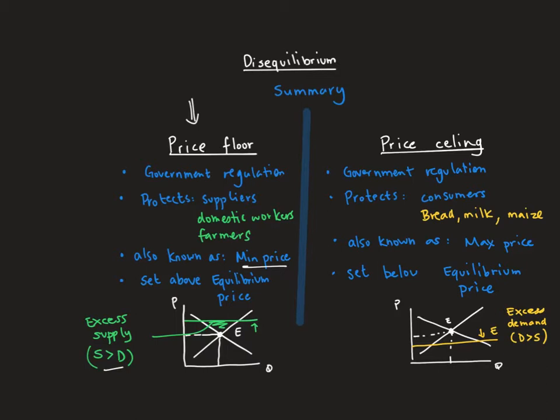In the price ceiling example, government also steps in to control or set a price limit in order to protect consumers from being exploited by the high prices set by the suppliers of goods and services. This is, for example, bread, milk, or maize, and it's also known as a max price, where this price is set below the equilibrium price on the graph and is shown as this particular example here, where it creates an excess demand for that particular product because the price has decreased, causing your demand to be greater than your supply. And in these two cases, causing a situation whereby demand does not equal supply.